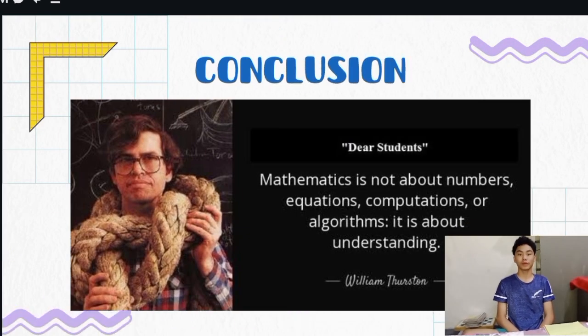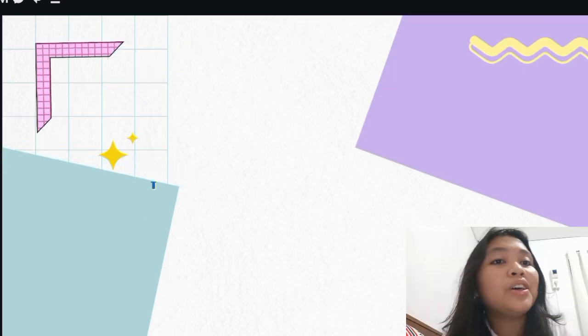William Thurston said that mathematics is not just about numbers, equations, computations, and algorithms. It's about understanding.